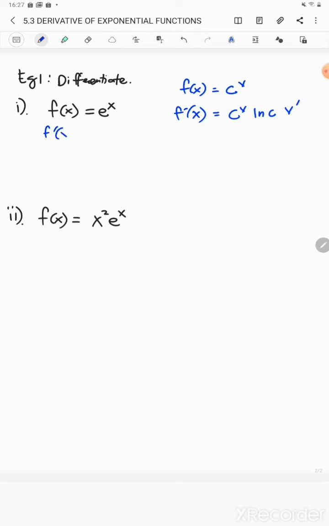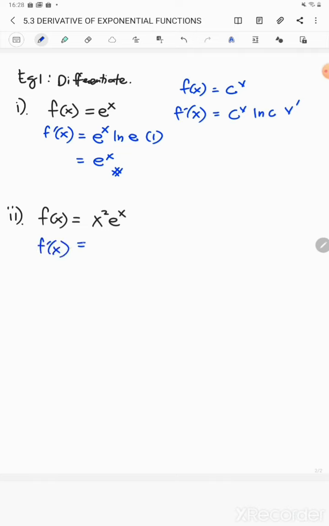f prime x equal to, you have to copy c power of v, meaning e power of x, and then ln c, our c now is e, and then x prime. Differentiate x, we get 1. Simplify this, ln e, if you press your calculator for ln e, the answer is 1. You can just test by pressing the calculator. So the answer is only e power of x. Now we move to example 2.